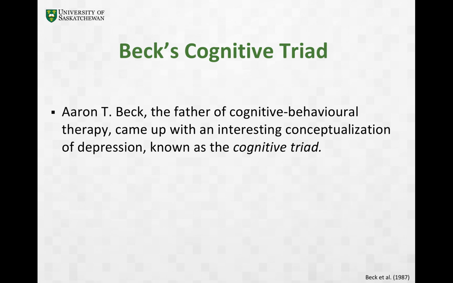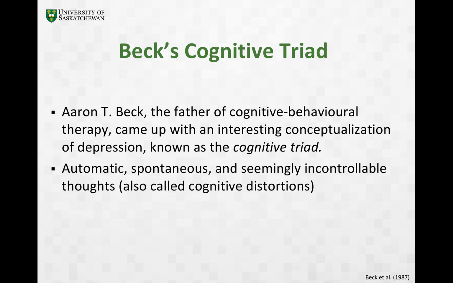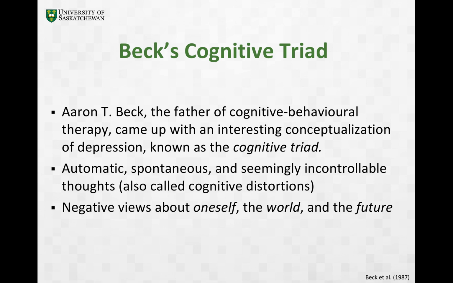So for example, Aaron T. Beck, who actually just recently passed away at the age of 100, is the father of cognitive behavioral therapy. And so he came up with an interesting conceptualization of depression, which we now know as the cognitive triad. Beck said that people who are depressed have automatic thoughts, cognitive distortions that are highly negative, and they tend to be very strong negative views about themselves, about the world, and about their future. All right, and so he talked about the role of automatic thoughts in maintaining depressive symptoms.